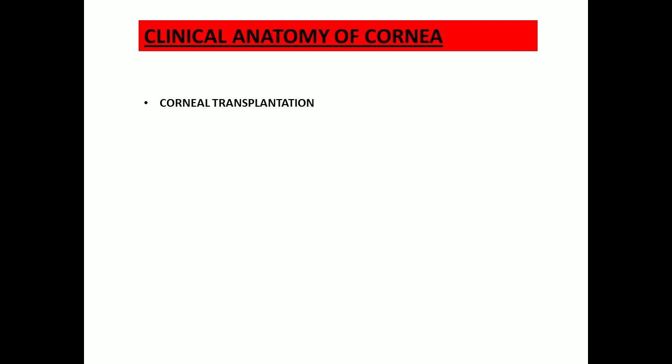Next, clinical anatomy of the cornea: corneal transplantation surgery. In eye donation, the cornea can be taken from the donor and implanted into the recipient's eye. This procedure is called corneal transplantation.